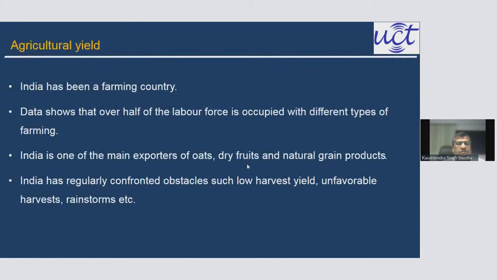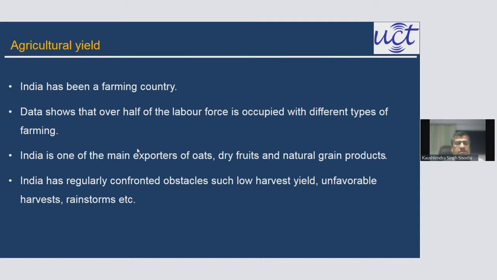So the people who know India would know that India has been a farming country for a long time. And the main economic, or we can say GDP, contribution is from agriculture. Since India is a very populous country, half of the labor force is occupied in farming. They are in some way, directly or indirectly, dependent on agriculture and farming. And India is a big exporter of many agriculture products like oats, dry fruits, and natural grain products. India is the second largest exporter in the world.